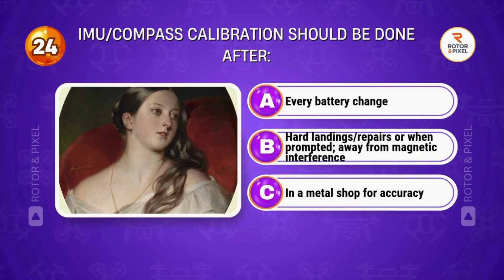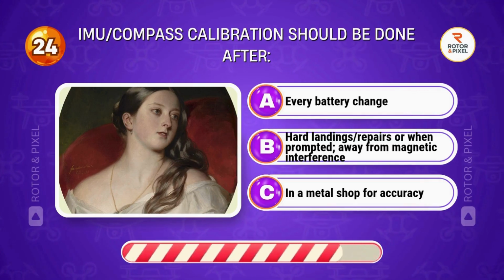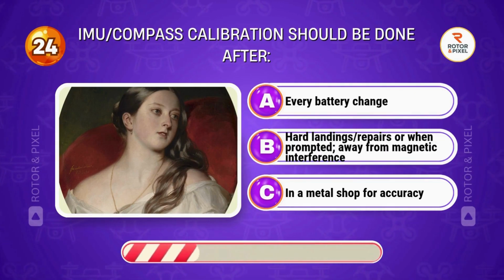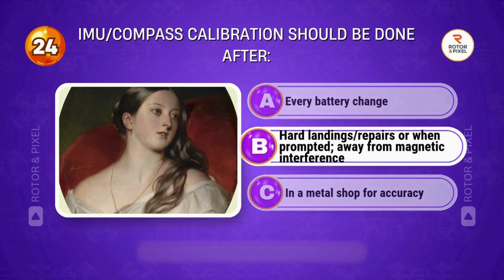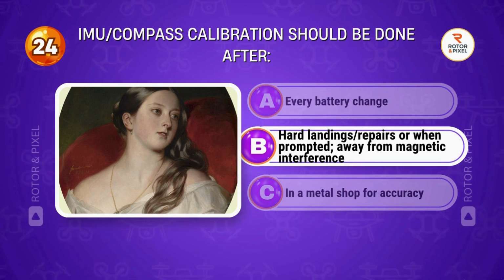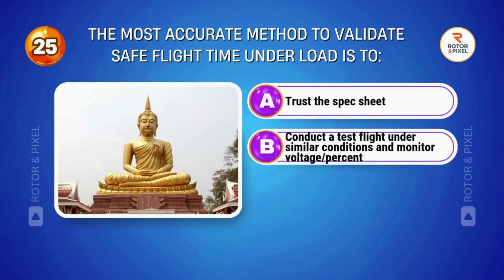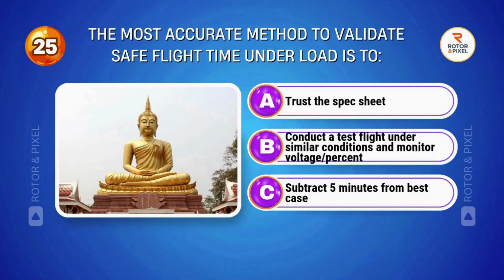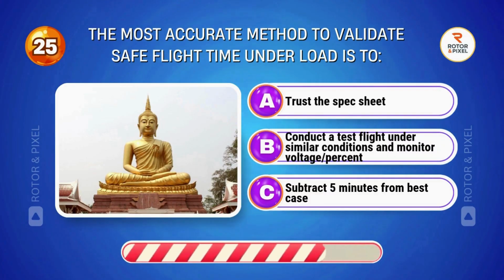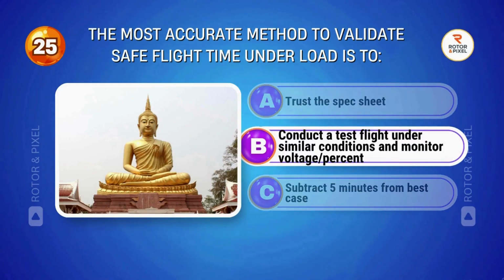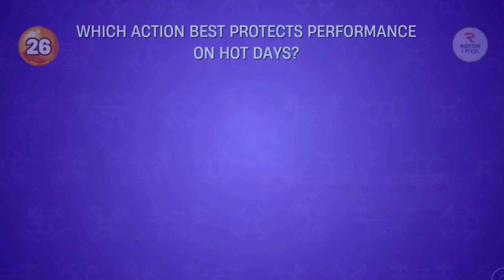IMU and compass calibration should be done after... Answer B. Hard landings, repairs, or when prompted, away from magnetic interference. The most accurate method to validate safe flight time under load is to... Answer B. Conduct a test flight under similar conditions and monitor voltage percent.